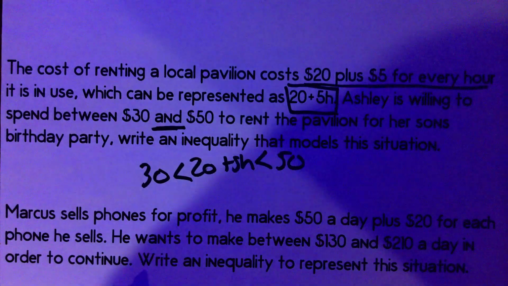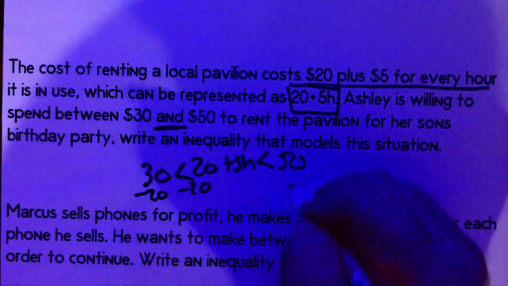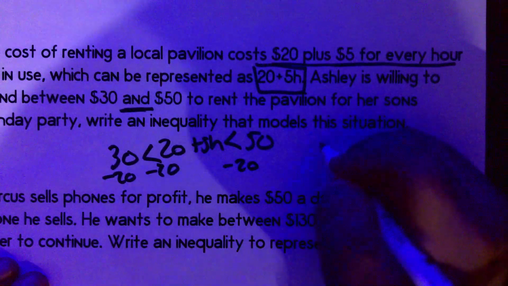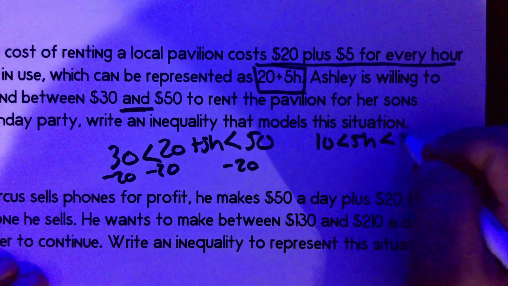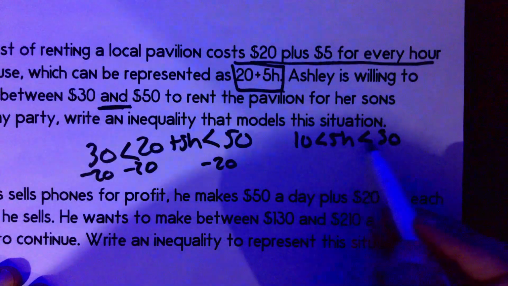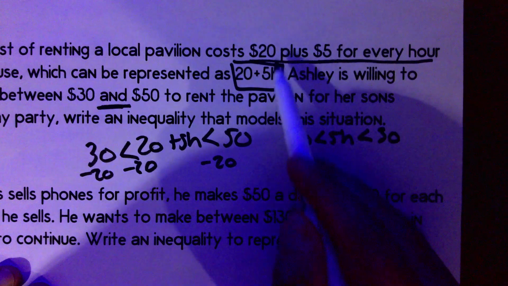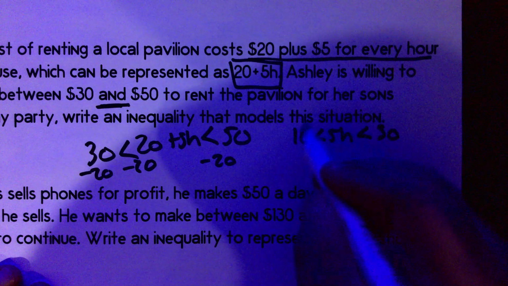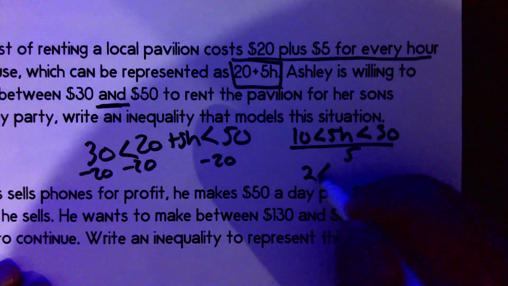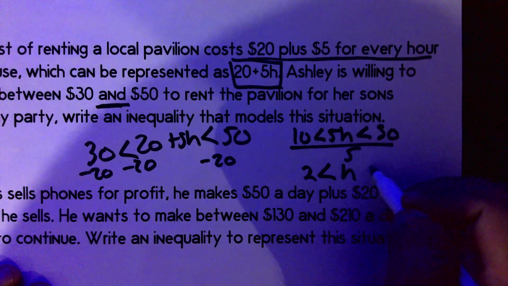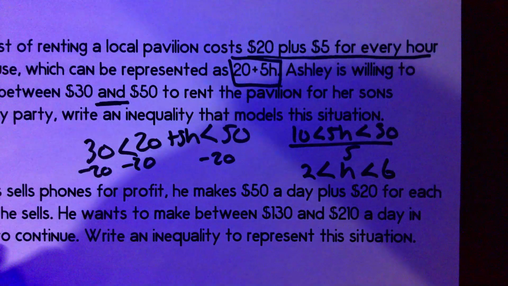And we can actually solve this the rest of the way. We subtract 20 on both sides. And so this is 10 is less than 5h is less than 30. So this is how much she wants to spend in money per hour outside the $20 she's spending just to rent it. And so we would divide everything by 5, and we would get 2. So she can have, it's got to be greater than 2 hours. And 30 divided by 5 is 6. So between 2 and 6 hours.